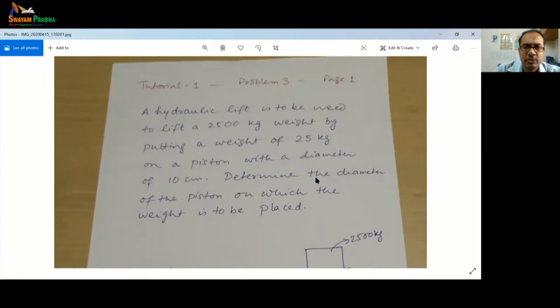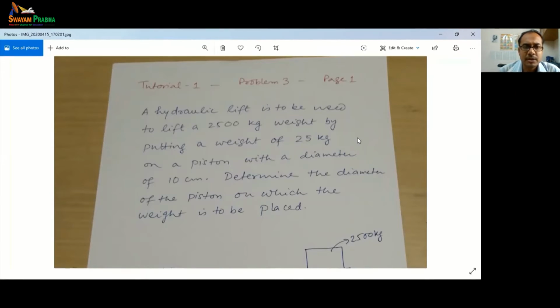What we are doing here is trying to design a hydraulic lift. This you have seen somewhere in a car repair shop or wherever you have a heavy object to lift, but you want to use much less force compared to its weight. That is the concept of hydraulic lift that we are going to see here.